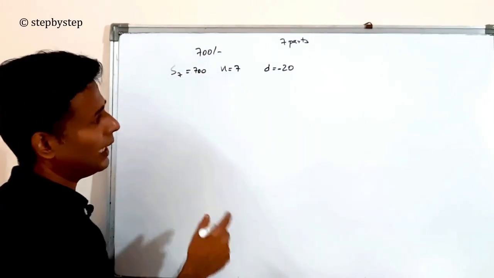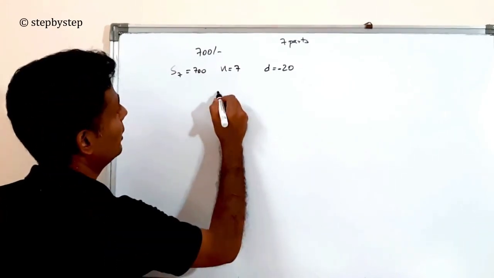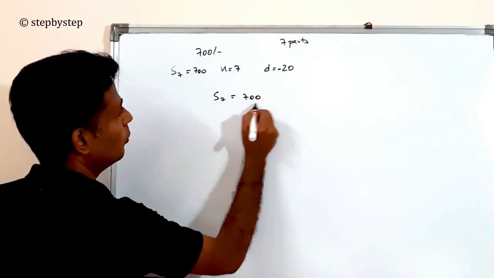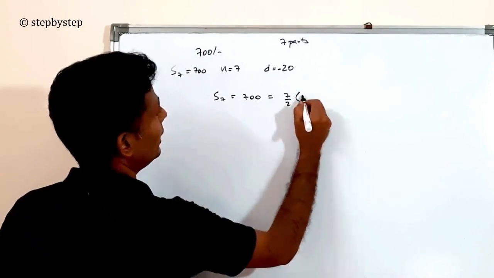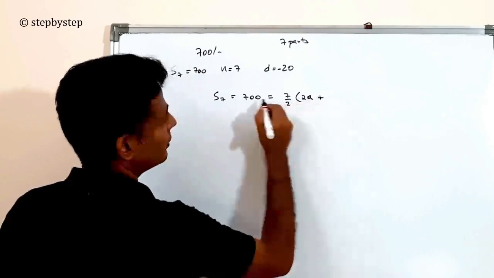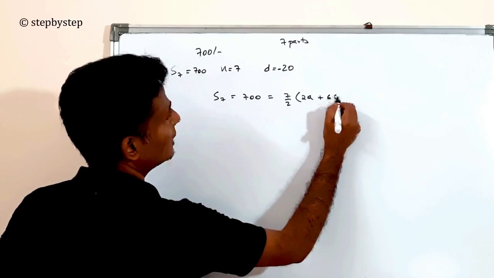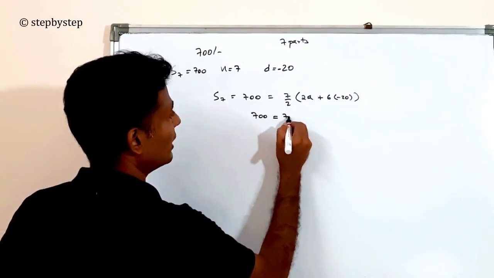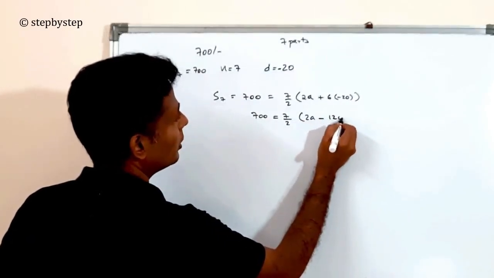Now we do not know A. Using these three we can find A by application of the formula. So S of 7 equal to 700, which is equal to N by 2, that is 7 by 2, into 2A, we do not know the value of A, plus N minus 1, that is 7 minus 1, 6 into D, that is minus 20. So we get 700 equal to 7 by 2 into 2A minus 120.